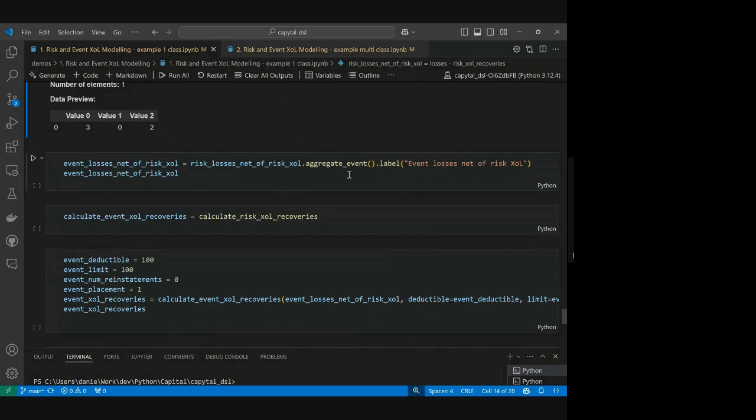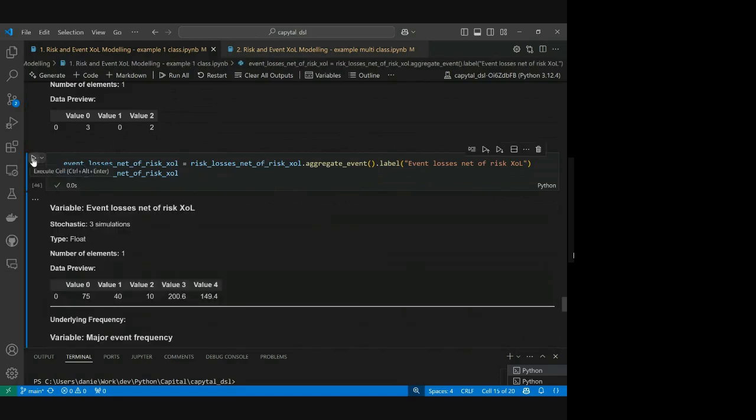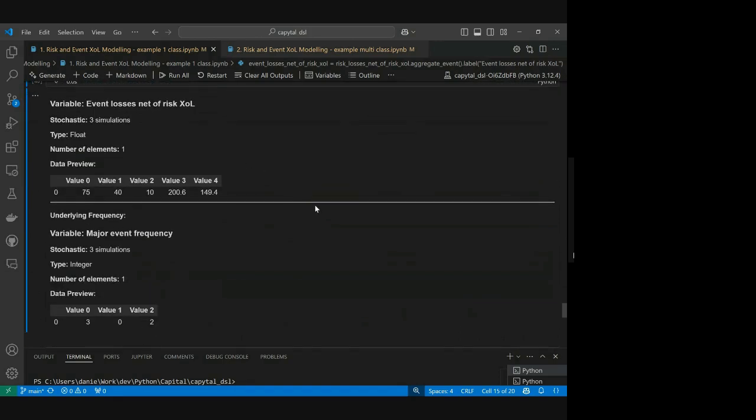So instead of passing in the individual risk losses, we want to add up all the losses across all the risks within each event. So we're first going to calculate the aggregate event, but applied to the risk losses net of that risk XoL. So here we have the net losses, but summed up into the 5 major events that we have.